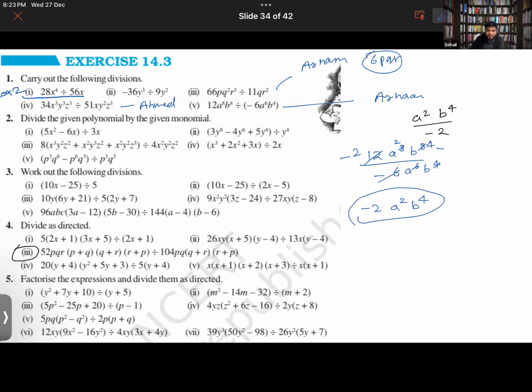Okay, Arhan. Why would the minus 2 be in the numerator? Because this is minus 6, this is 12. 12 upon minus 6, right? So minus 6 will cancel 12 by minus 2 times now. Yes, sir. I got it. Got it now. Yeah, Moaz.